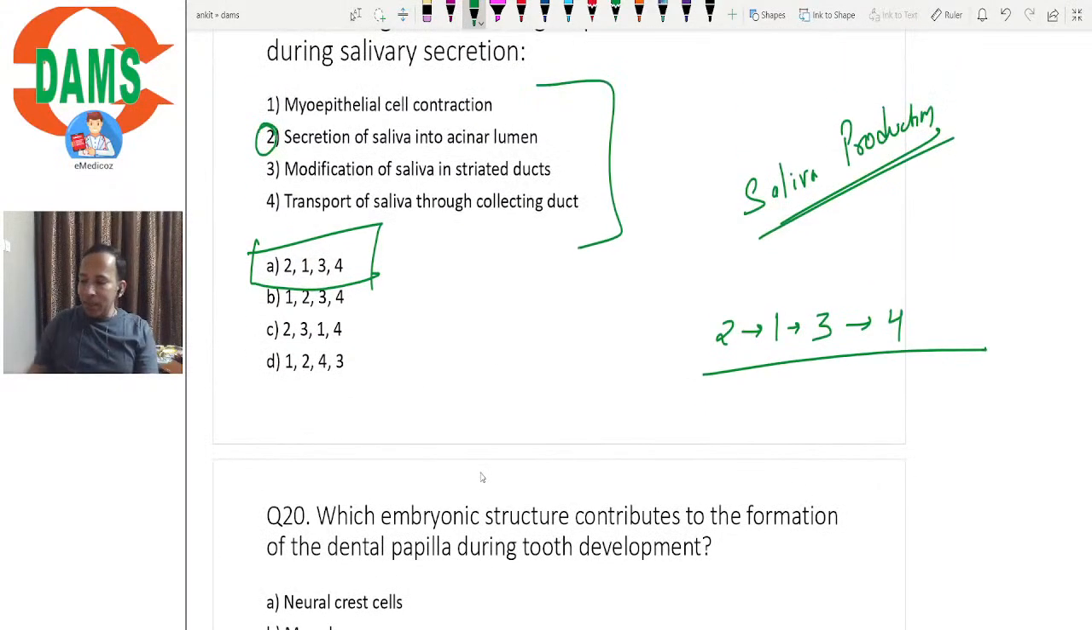So myoepithelial cell, does it exert its effect only on the acini, or does it also exert its effect on the intercalated duct?